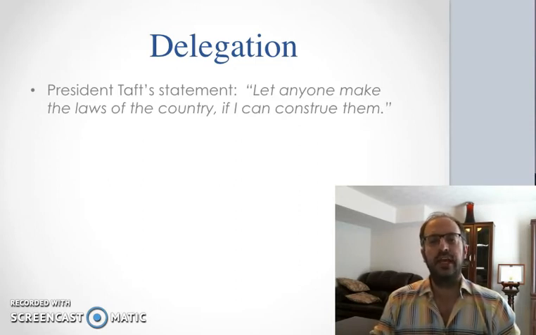The more they delegate, the more freedom the president has to interpret the laws any way he wants. I have a great quote from President Taft here saying, "Let anyone make the laws of the country if I can construe them." Taft knew the power of being the one to interpret the laws, being able to decide what they mean, and how to enforce them.